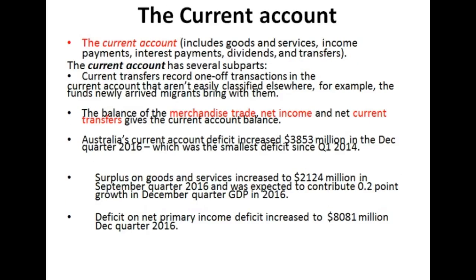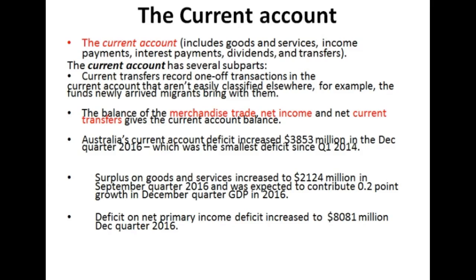The first account, the current account, includes the goods and services account and the income payment account, and in the income payment there are interest payments, dividends and transfers, and also the transfer account. Okay, so the current account has several subparts.